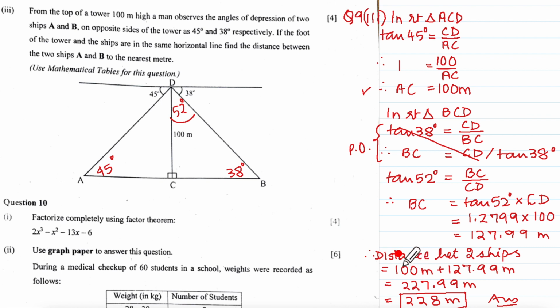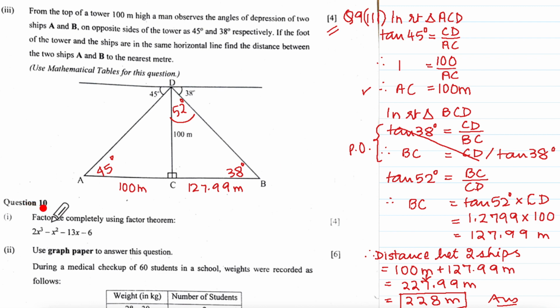127.99 meter. So the distance between the two ships is this 100 meter and this 127.99 meter. Add it up, you get 227.99 meter, but they say round off to the nearest meter, means this digit you should have as the last digit. So this is 0.99, so this 227 becomes 228 meter, and that is our answer for our 4 mark.